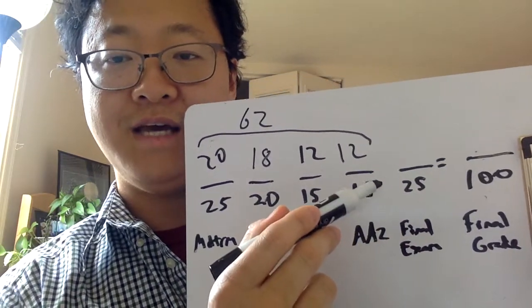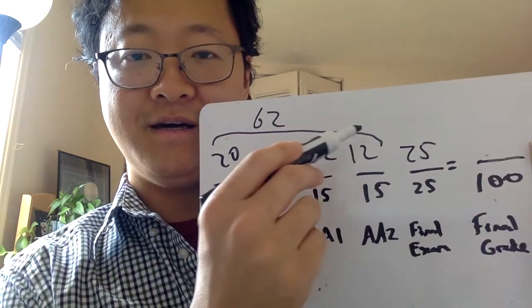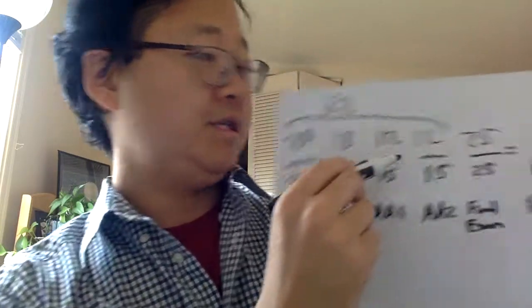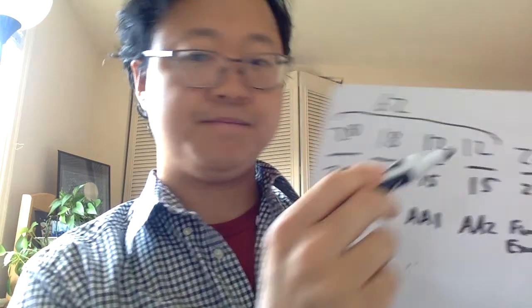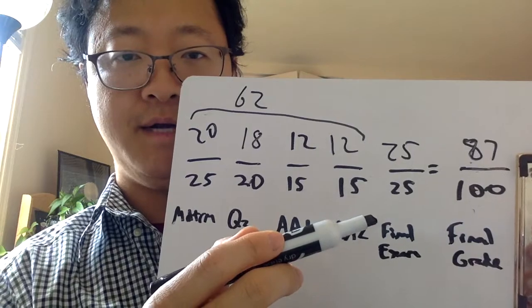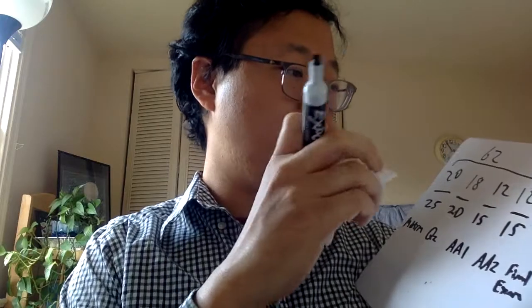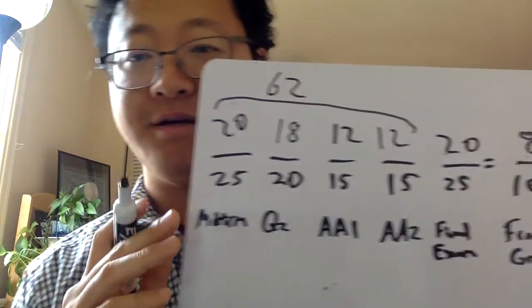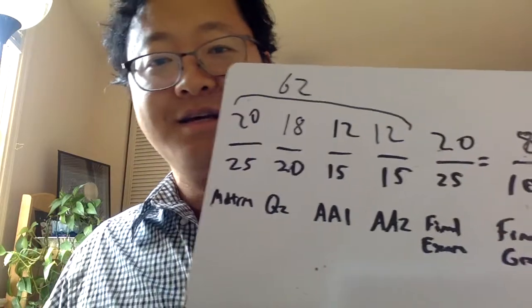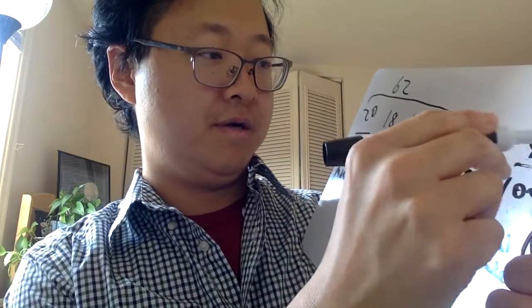So let's say you were to get a perfect on your final exam, then you would get a 25. Let's see, 62 plus 25 is going to be 87. All right, so that's going to be an 87, and that'll get you a B. But let's say you didn't do so well. You might do a little bit worse. You might get a 20 on your final exam. Then you would get an 82 for your final grade.